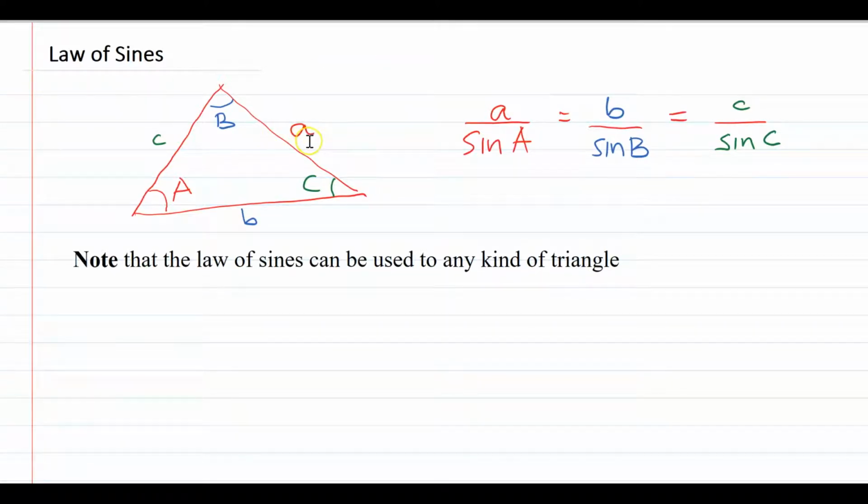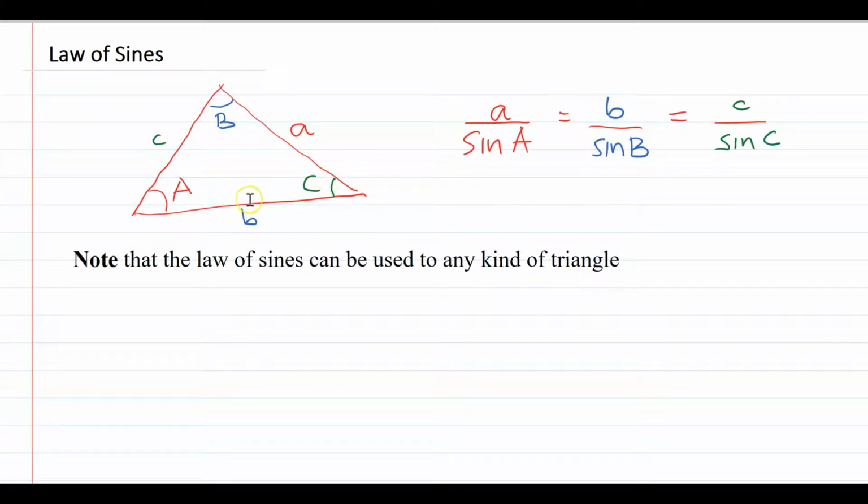Hello everyone. In this video, I will discuss the law of sines and will provide you some examples of this law of sines. Suppose we have a triangle with angles A, B, and C. And we also have the sides: side A, side B, and side C. Note that side A is opposite to angle A, side B is opposite to angle B, and side C is opposite to angle C.